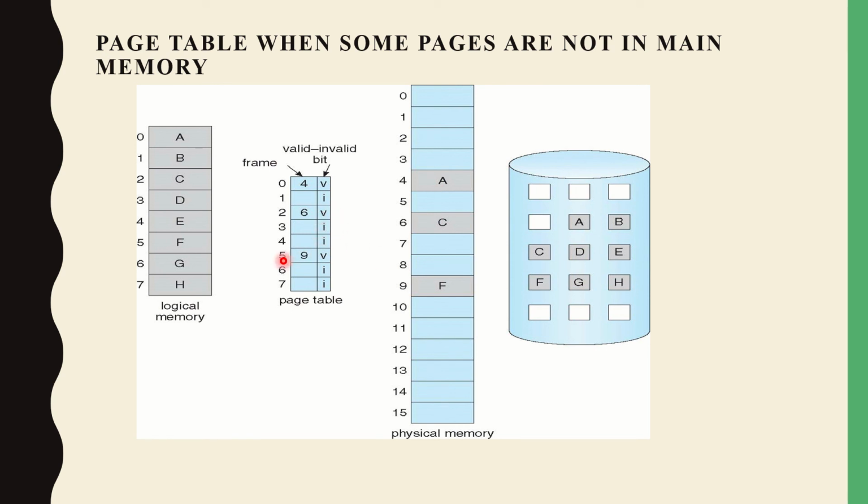Now, the fifth page is in which frame? The ninth frame, correct? And the fifth page value or instruction is F. F is there in your main memory, so we denote it with a valid bit V. Next, the sixth and seventh pages are again empty, meaning those values or instructions, G and H, are not in the main memory, so they are denoted with invalid bit I. So this is how the page table is represented.